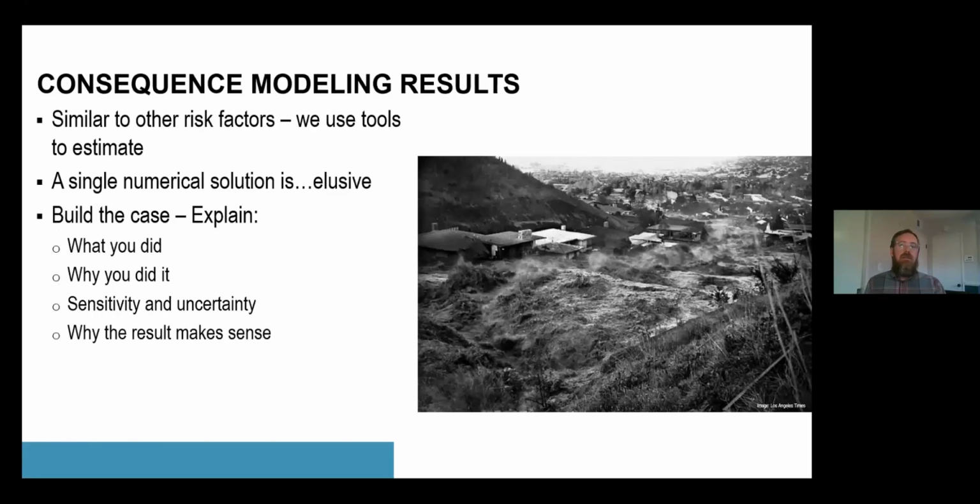And as I mentioned before, really the final step in your consequence modeling, while you're presenting the results, is to not dwell on a single answer, but really to build the case for why the results are the way they are. Why was it modeled that way? How it was modeled? What are the sensitivities and the uncertainties in the results? And why does it make sense or not? So really, it's providing the context to those results.